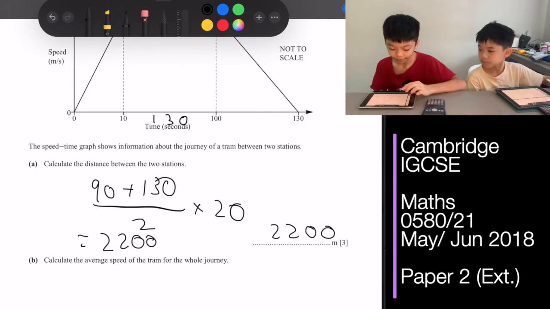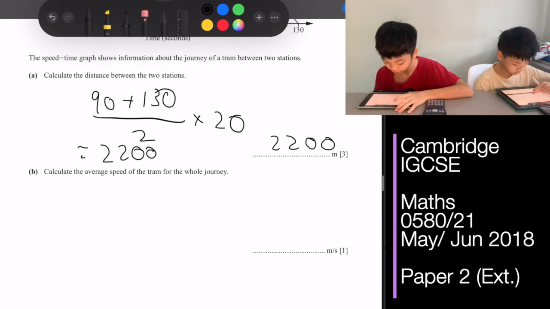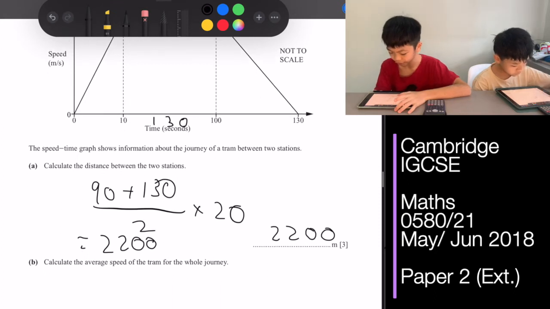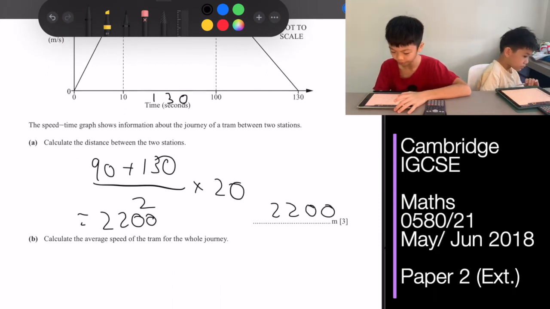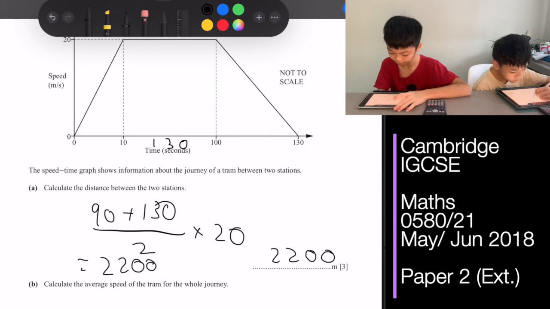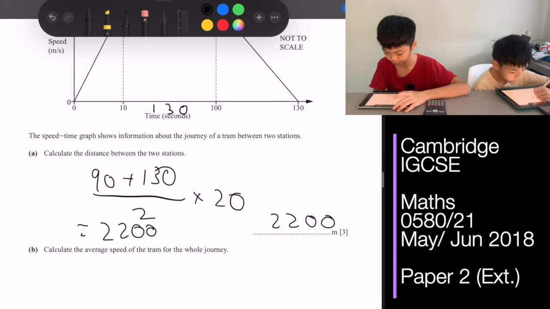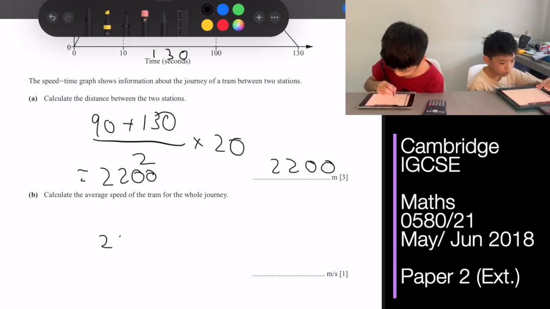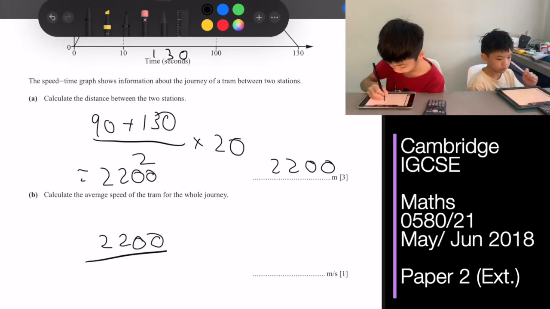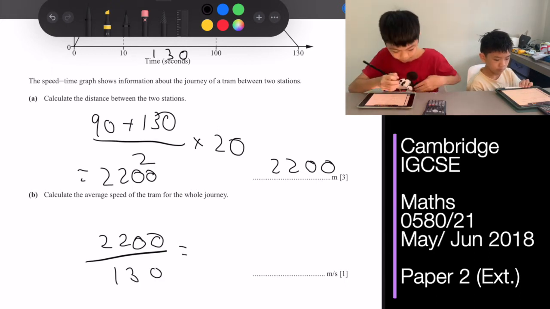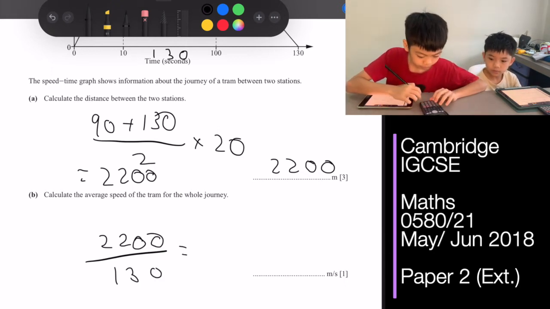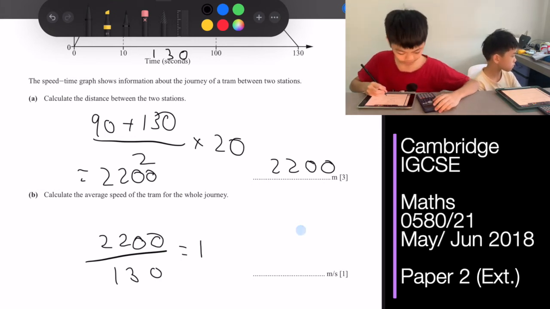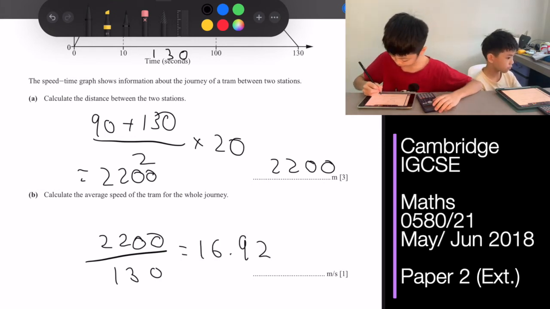Okay, so calculate the average speed of the tram for the whole journey. Well, we know the total distance, and we also know the total time in seconds, and they want meters per second, which we have. Okay, so this is 2200 divided by 130, which equals 16.92.